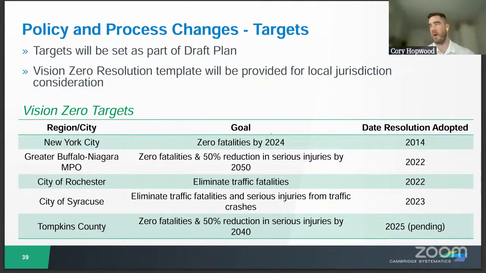Just to back that up, for those SS4A funds, this plan does have to include a goal. It doesn't have to be zero, but it does have to be what is considered a significant reduction. They call them goals for significant decreases in fatalities and serious injuries in this plan to be eligible for the SS4A implementation grants, which is why Alex is sharing these. The goals that were set here were set with those implementation grants, especially those latter four, in mind.